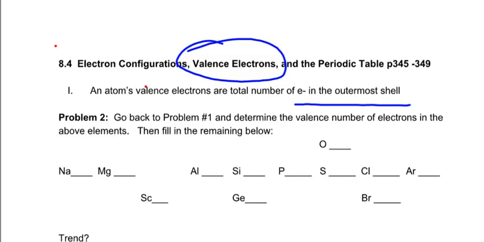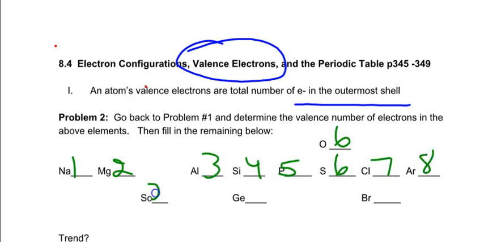I don't think so. So what did we have here? This was oxygen. I think we had 6. We didn't do sulfur, but let's do it anyway. 6, 7, 8. We did scandium, had 2. Germanium has 4. I don't know where germanium came from. And bromine had 7. Okay, so I asked, is there a trend?